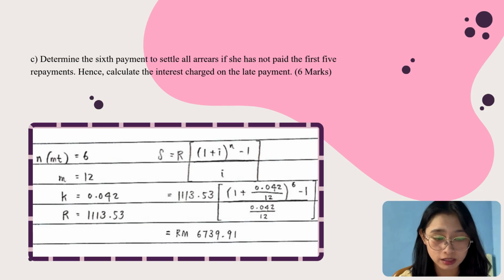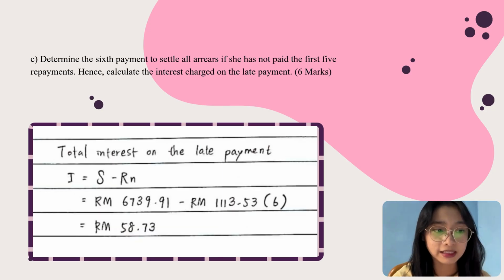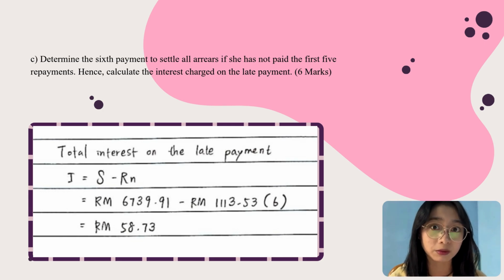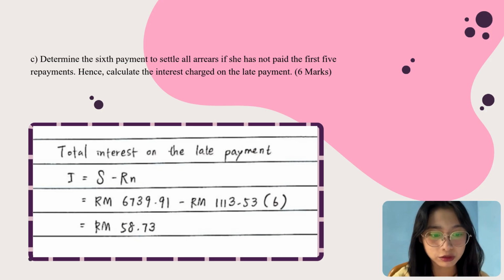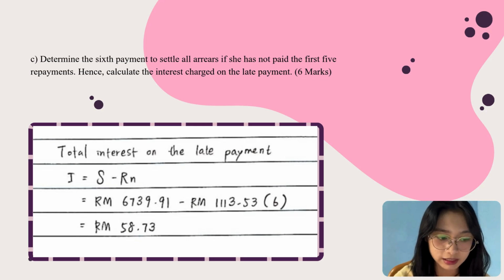To find the total arrears accumulated after 5 payments, we use the future value of annuity formula. We substitute the values into the formula. Therefore, after calculations, the total arrears is 6,739 ringgit 91 cents. This amount represents the total payment required in the 6th month to fully settle all unpaid installments. Next, to find the interest charged on the late payment, we subtract the original repayments from the accumulated amount. The total repayment missed is Rn equals 1,130 ringgit 53 cents times 6. Therefore, the interest charge is I equals S minus Rn. And we got the total of 58 ringgit and 73 cents. In conclusion, the 6th payment required to settle all arrears is 6,739 ringgit 91 cents, and the interest charged due to the late payment is 58 ringgit and 73 cents.